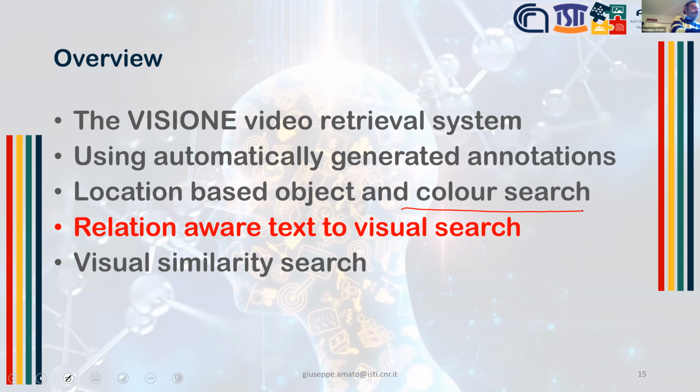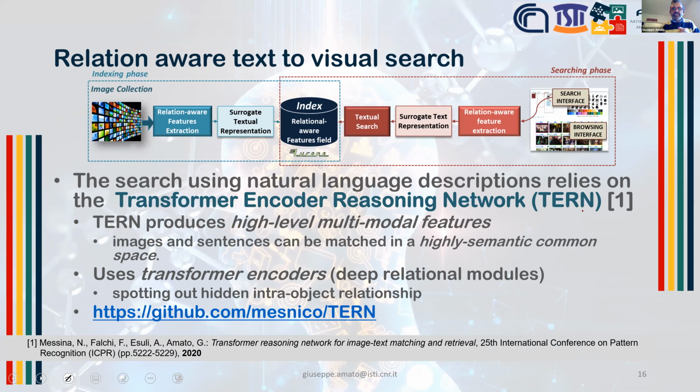Now let me move to the component that allows you to search by using full text queries. What I'm going to say has some relationship to what Professor Jean said in the previous keynote. So this, as before, is the architecture of this component inside the entire system. Given an image, we process the image by extracting relation-aware features, which are then represented as surrogate text and inserted in the index.